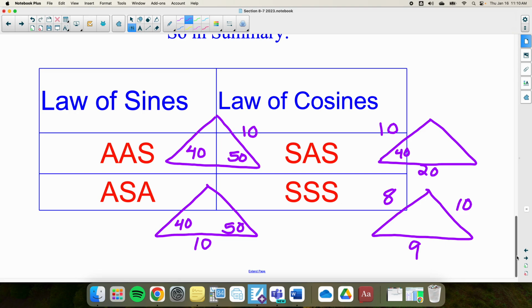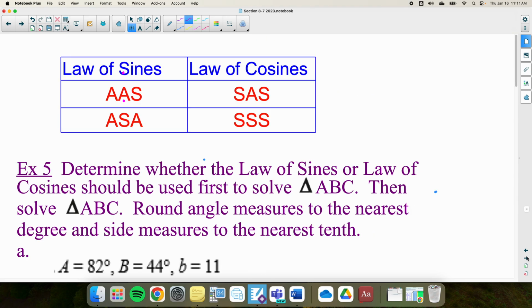So here's the deal. If you're ever given two angles, you're going to do law of sines. If you're ever given two sides or three sides, then you're doing law of cosines. So that's how I would look at it. Two angles is law of sines. Two sides or three sides is law of cosines. Okay? Copy those little drawings you have there onto your cheat sheet.